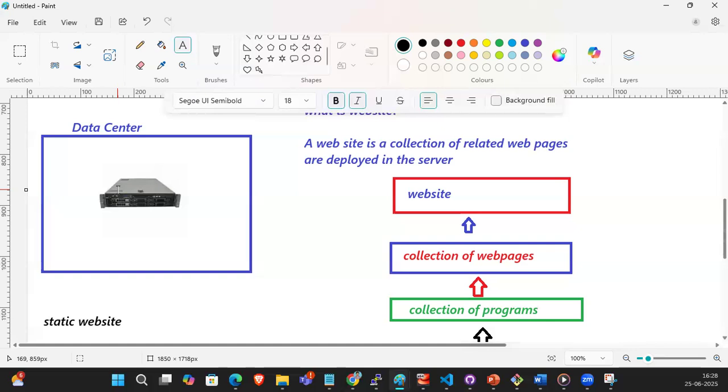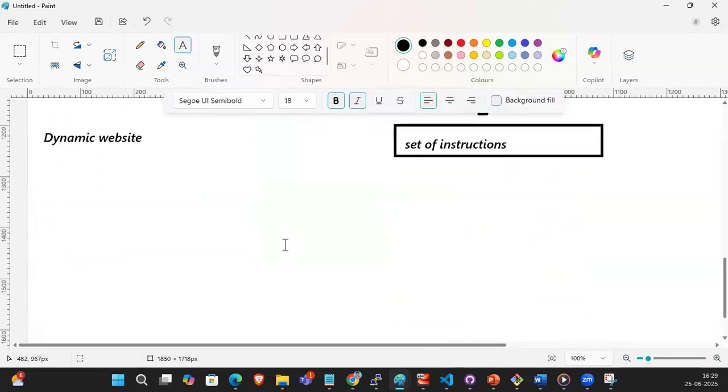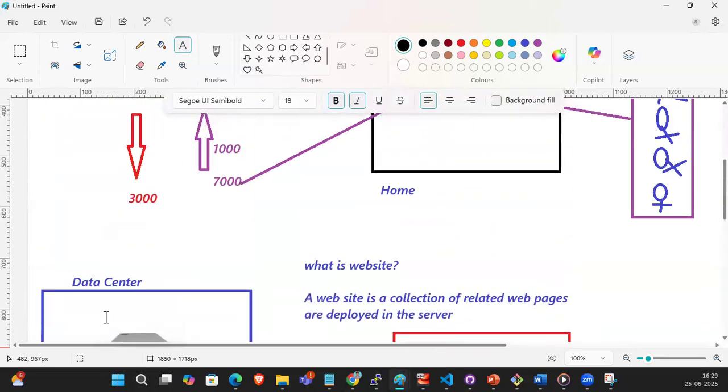You guys understood that? So what is a website? What is a static website and what is a dynamic website? Okay. Now you understood the data center, and static and dynamic websites, right?